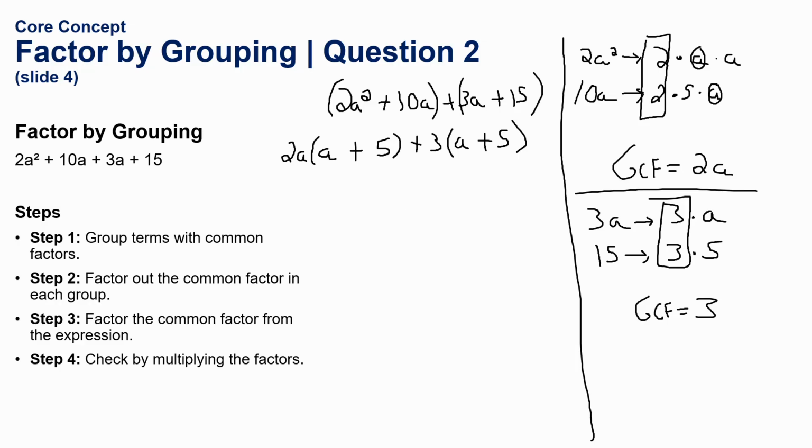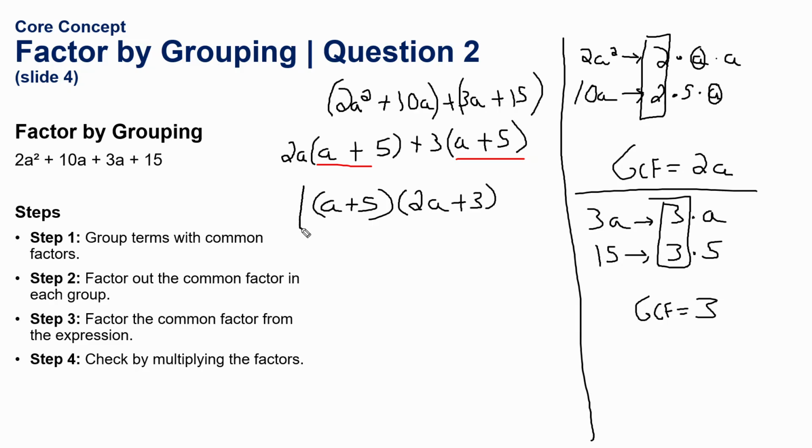Okay, so now notice that we have that common binomial, the A plus 5, A plus 5. So that then becomes our first parentheses, A plus 5. And then the numbers on the outside, 2A and 3, become the numbers inside the other parentheses, I should say. So A plus 5, parentheses 2A plus 3.